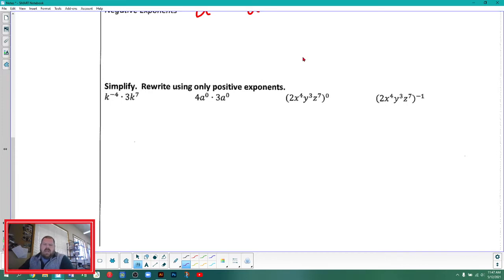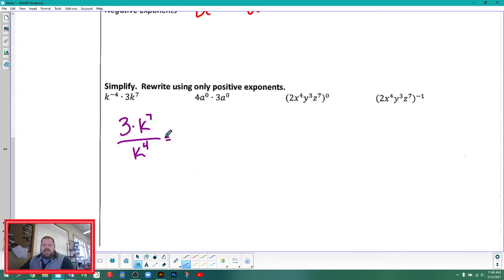So what we're going to do today is try to simplify some of these by writing only positive exponents. I do not want zeros as exponents, and I don't want negatives. Okay, and there's a couple ways that we can do that. The first thing I could say on this one is, oh, that's a negative exponent. That's supposed to go on the bottom. So I could say that this is 3 times k to the 7th over k to the 4th. Any negative exponent should just be written in the bottom.